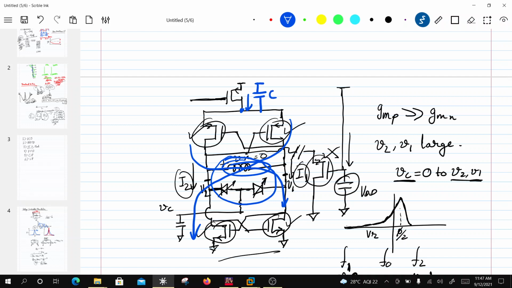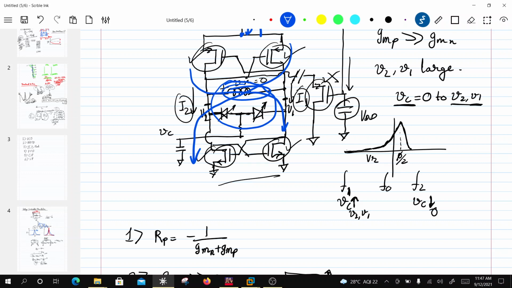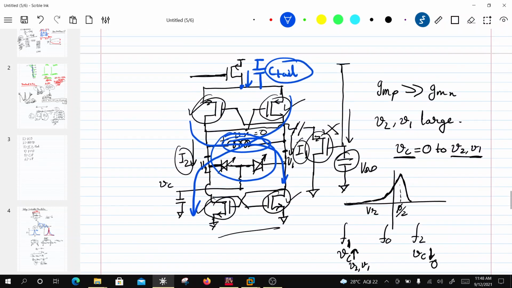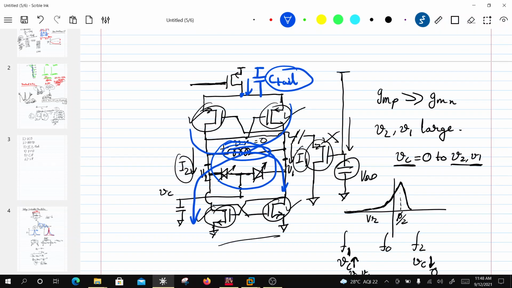That's what this C tail would do, and that causes a minute DC voltage or current to always be there in the tank circuit, and that would basically minimize perturbation, right? So if you have a very lossy tank circuit, then it's beneficial to put a tail capacitor, and that tail capacitor is going to minimize the phase noise, right?